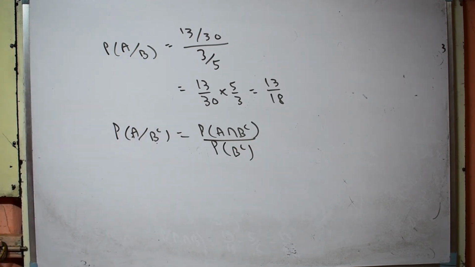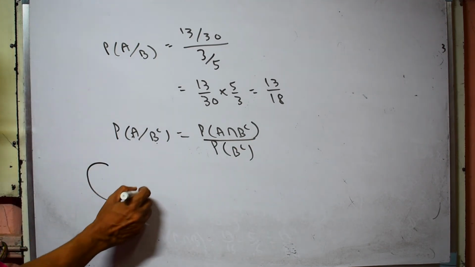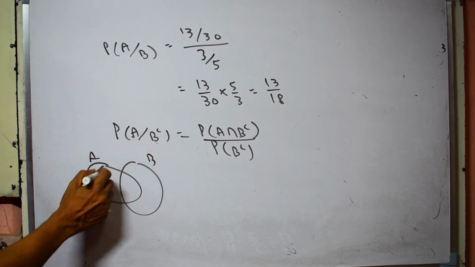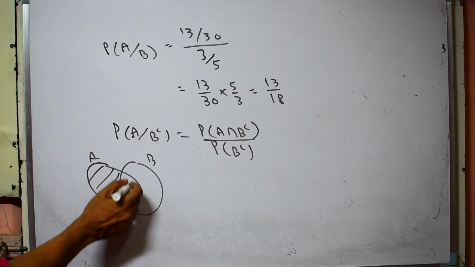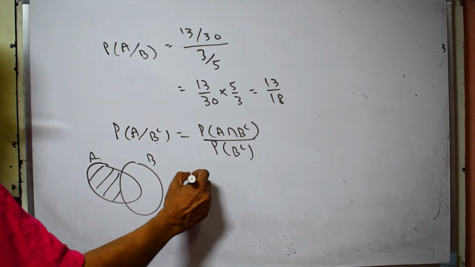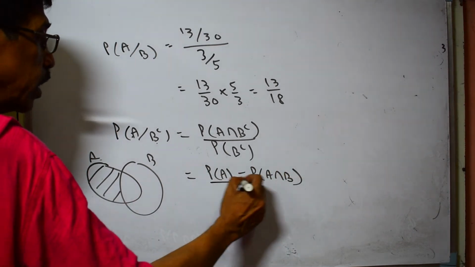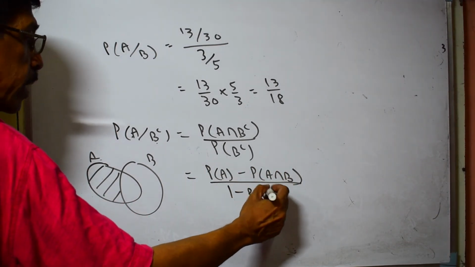So we have the idea of A intersection B complement from the diagram. This is the diagram, A intersection B complement. That means this portion, and that portion is total A minus A intersection B. Total probability of A minus probability of A intersection B. And the denominator is B complement, it is 1 minus P(B).